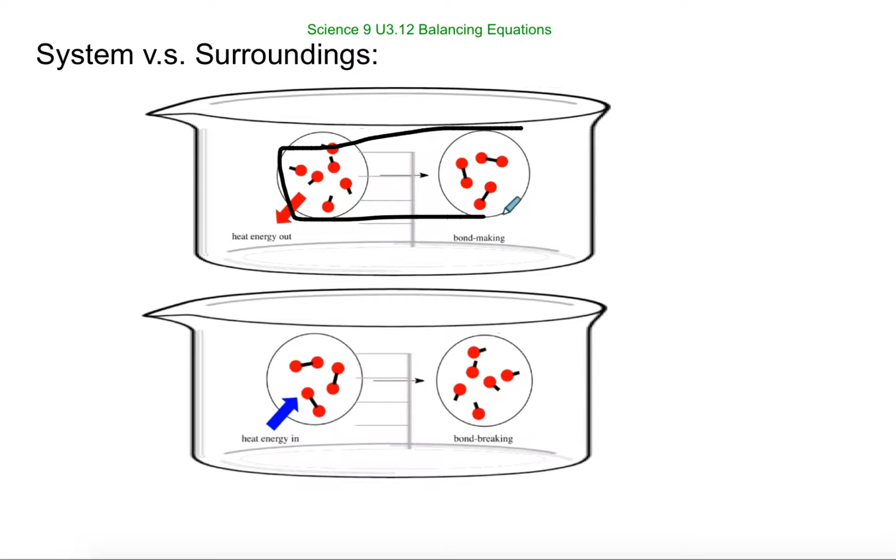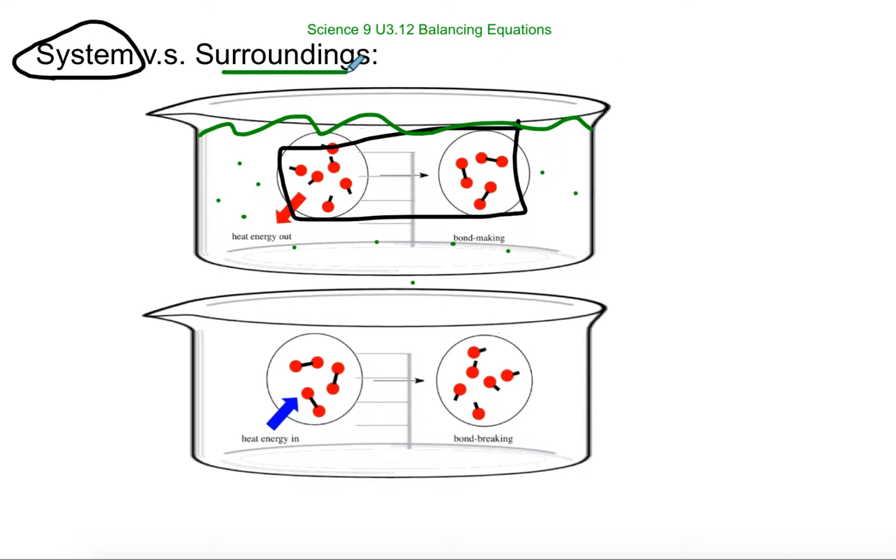The molecules themselves, that's the system, right? That's the bonds and all the energy within the bonds. The molecules are the system. And if this were in a bunch of molecules that were reacting in water, maybe, all of those water molecules in here, that's the surroundings. Maybe it's air, maybe it's water, but the surroundings is the non-reacting molecules, and the system is the reacting molecules. The surroundings are sort of like the medium.